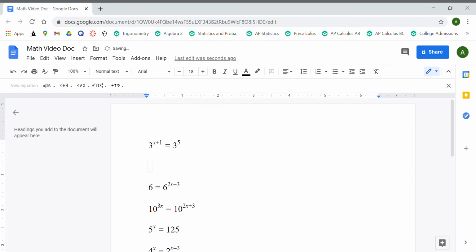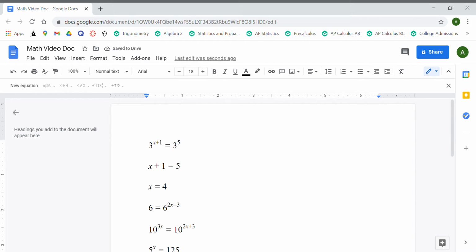Like here, we have x plus 1 equals 5. And then if we subtract 1 on both sides, we get x equal to 4. How do we know this is true though? Well, I'm going to show you a little bit of a check. The only time I'm going to be doing a check.